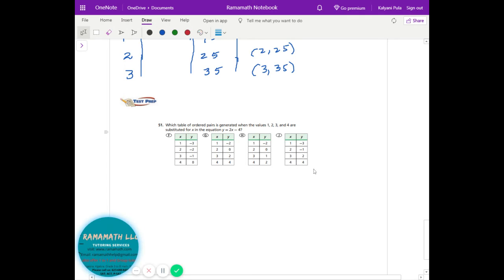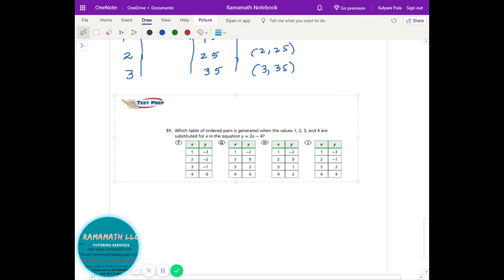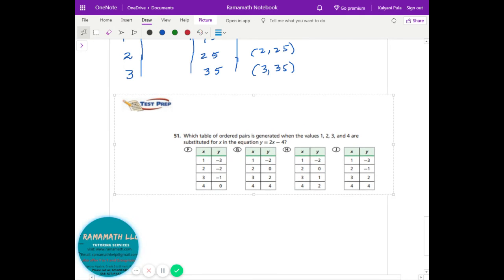So let's try another example, or this is a test question. I want you to look at it. So we have the equation already. You don't need to create the rule. The rule is given to you, and their input values are given to you: 1, 2, 3, 4. So which table is going to match your equation? Go ahead and look at it. I'm going to ask you.